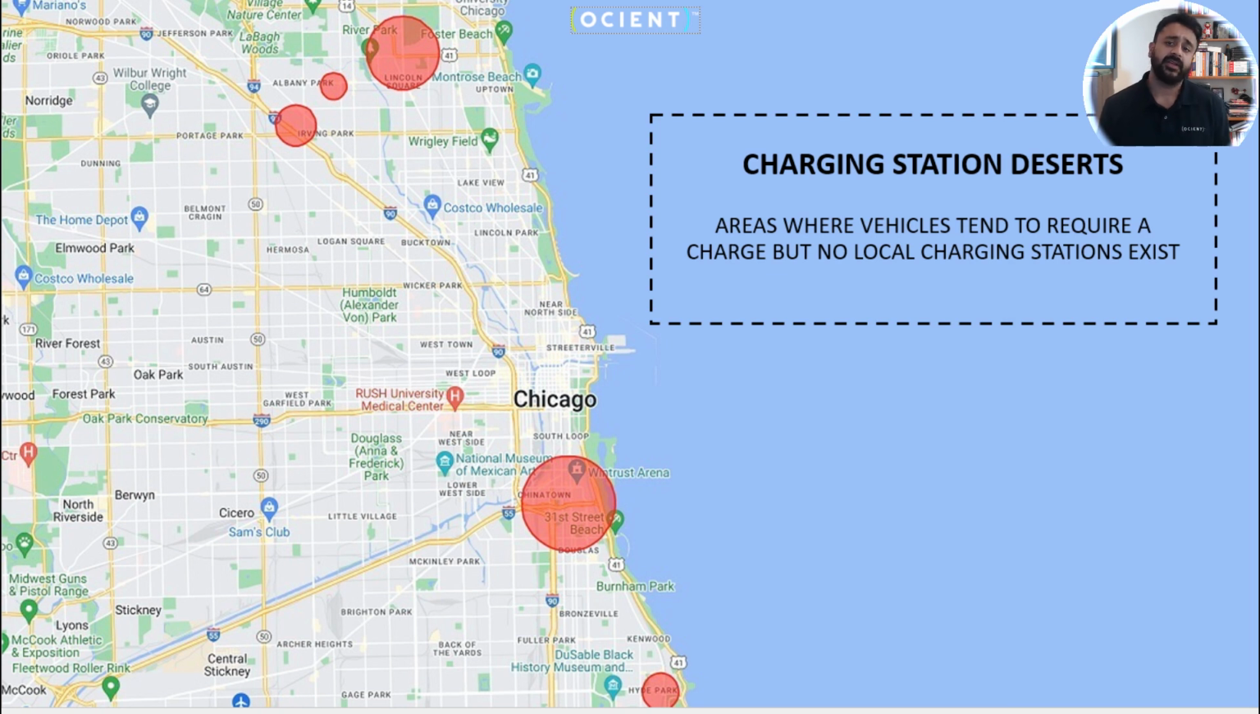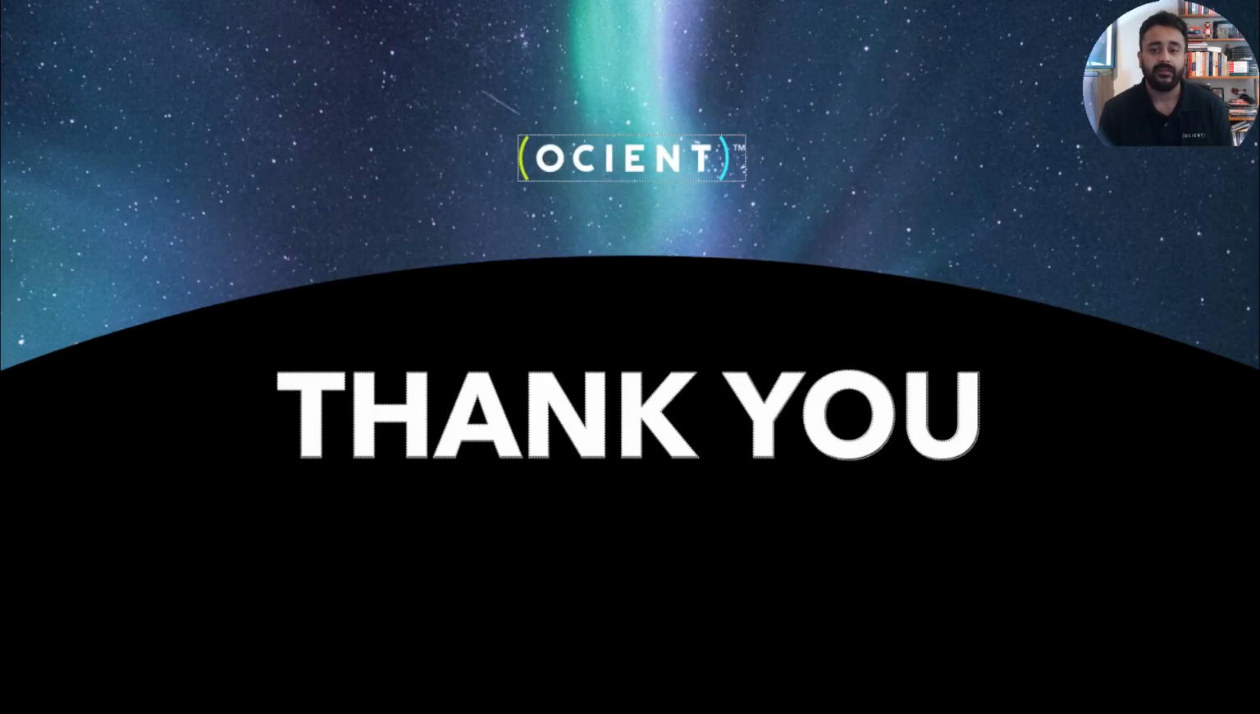By plotting these polygons on a map, we can see some zones where we may want to invest in new charging infrastructure. Thank you for watching this brief OcientGeo demonstration.